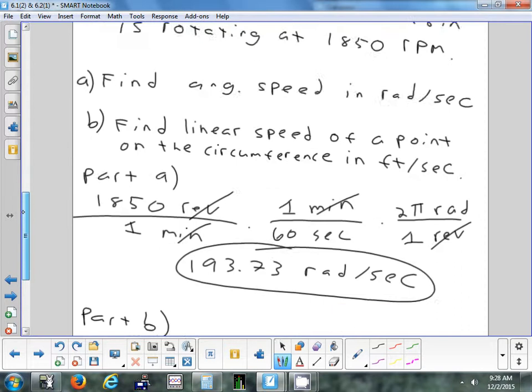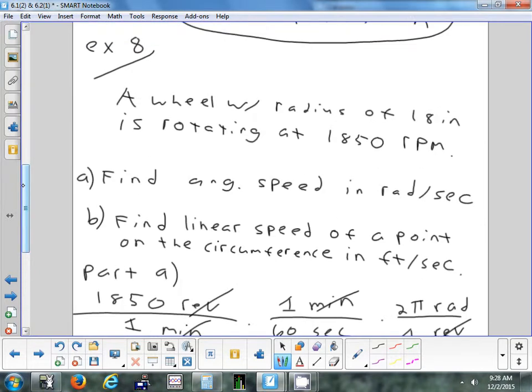Okay, and let's just look at a piece of information we haven't used yet. The 18. I haven't used this yet. We're going to use that right now.